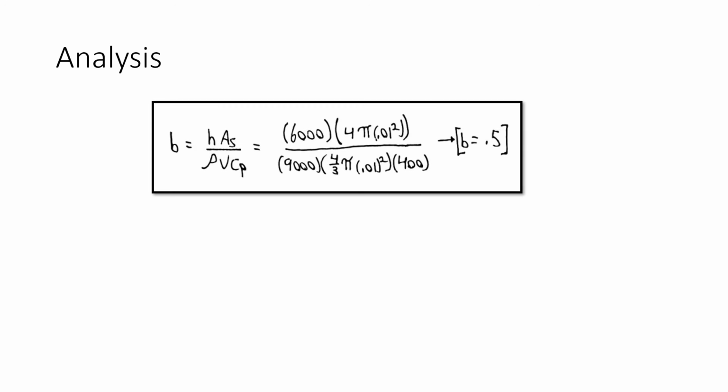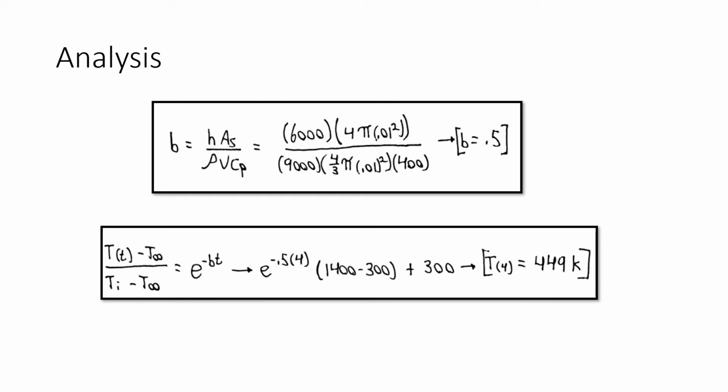So at this point, it's just a plug and play problem. Just a note, I did convert my units to SI units, so I have the diameter in meters and I have the Cp value in joules per Kelvin. And yeah, we get a temperature of 449.